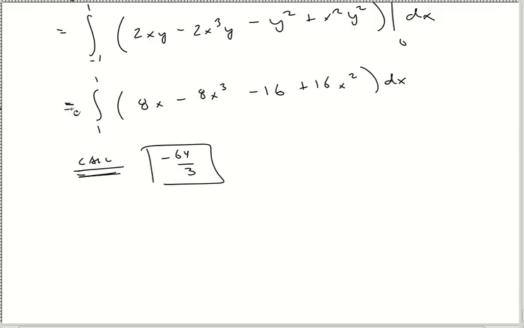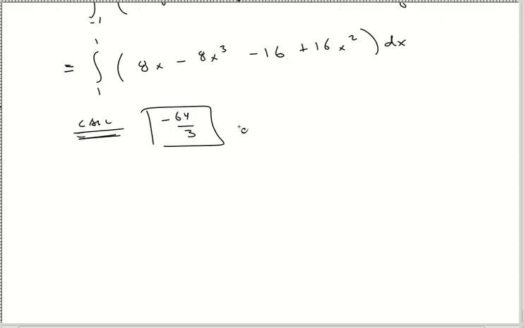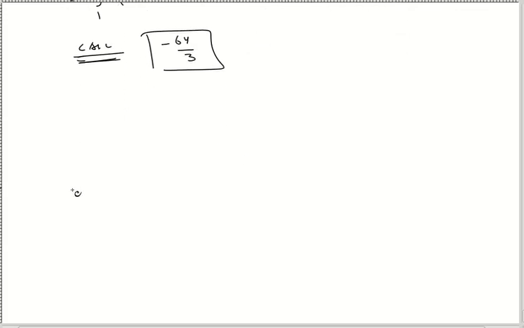Again, we weren't looking for volume. It's kind of like a mass, but again, we could have a negative density. It's kind of strange. I don't know. Just doing what they're telling me to do.